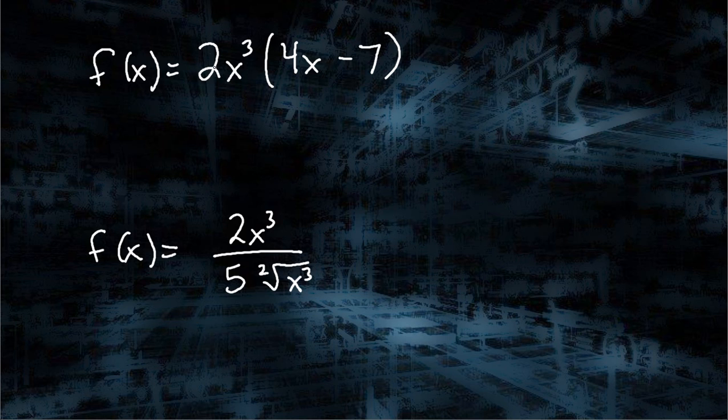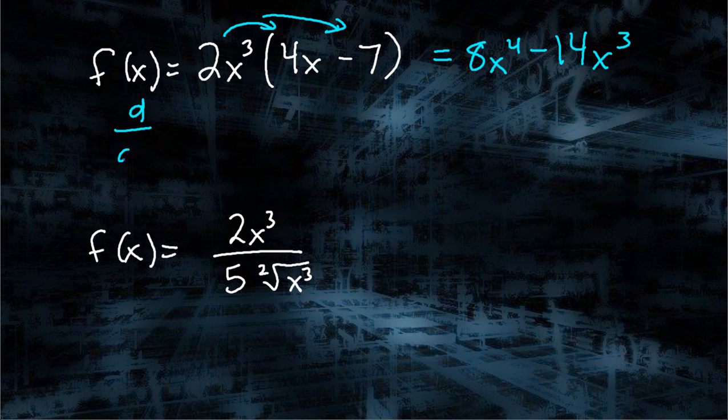So this has too many different pieces. See, I have a thing times a thing. So this is not a polynomial, but I could make it a polynomial if I distribute this. And I would get 8x to the 4th minus 14x cubed. Now I can find my derivative. So if I wanted to find my derivative, I would not do this.